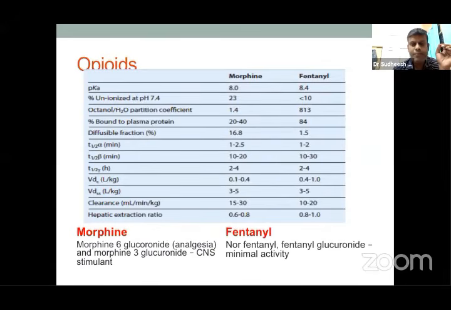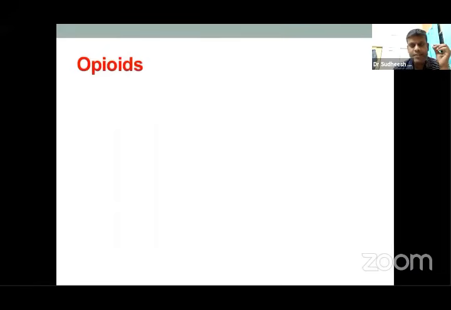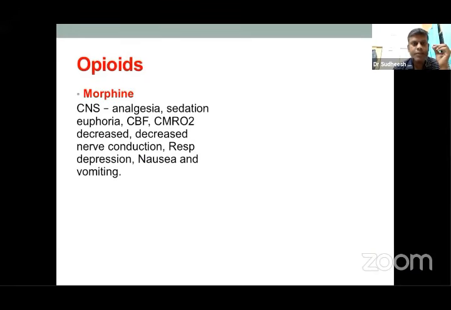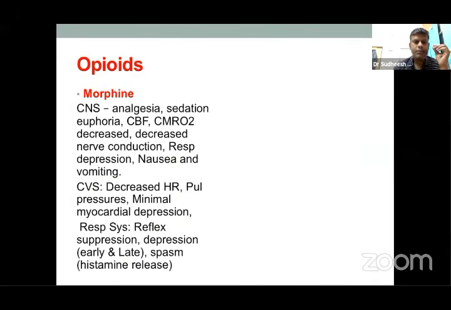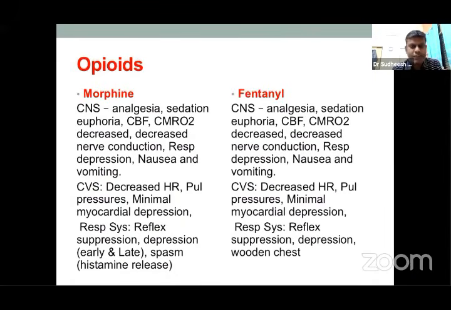Whereas fentanyl is metabolized to norfentanyl, which undergoes phase 1 metabolism, and only a small percent undergoes glucuronate conjugation. These metabolites have around 30 to 40% effect, and they are usually cleared faster. Coming to the effects, the main thing that differentiates morphine and fentanyl is respiratory depression.